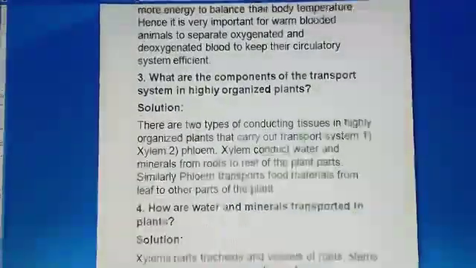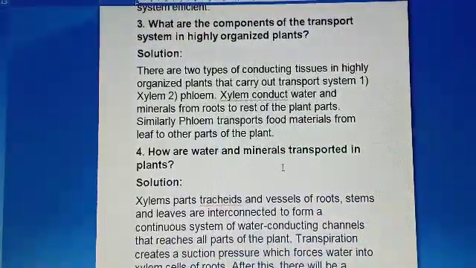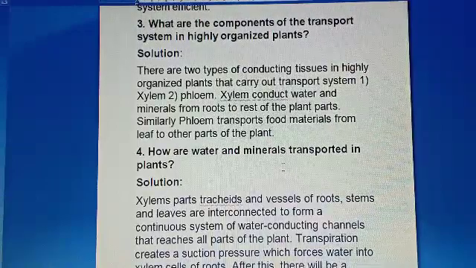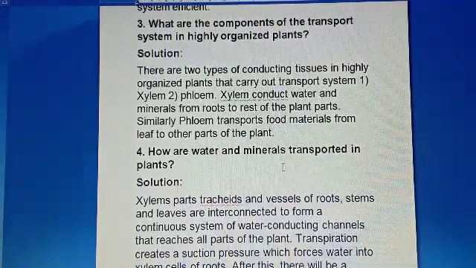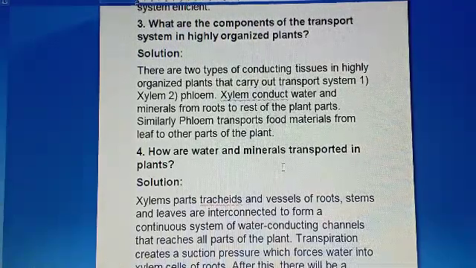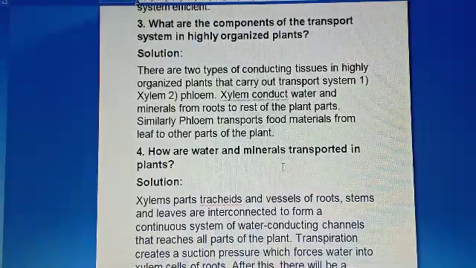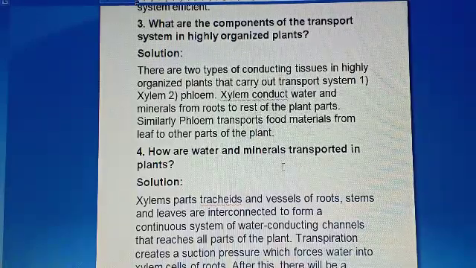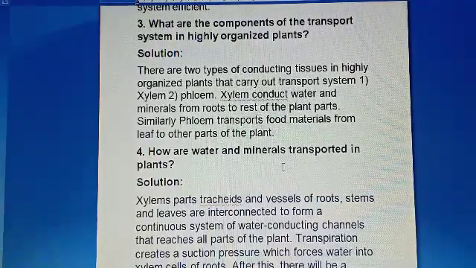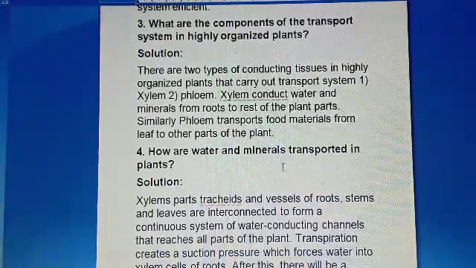What are the components of the transport system in highly organized plants? As we see in the plants, for the transportation, two systems are there. One is the xylem and the other one is phloem. The xylem is mainly used for the transportation of minerals and water, whereas the phloem is useful for the transportation of food materials. Next question. How are the water and the minerals transported in the plants?